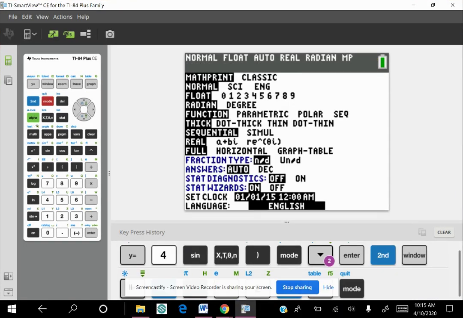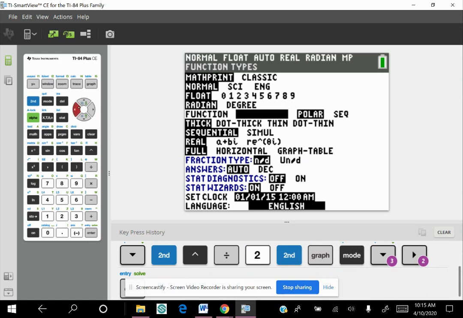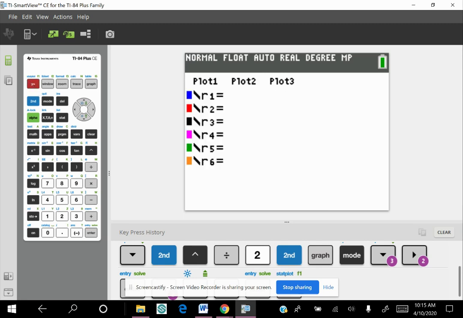So I'm going to go to mode. I'm going to change this to polar. So if you go down here where it says function, we're going to go over to polar and hit enter. Then I'm going to go up here and I want to change this to degree for now. And now if I go to my y equals, you'll see it looks a little bit different. Instead of saying y equals, it says r equals. So our polar equation is r equals 4 sine theta. So we're going to type in 4 sine theta, and it actually shows up as a theta now, where normally it shows up as an x. So there's our 4 sine theta.